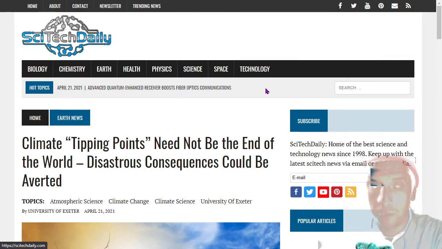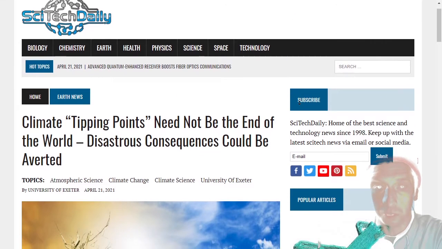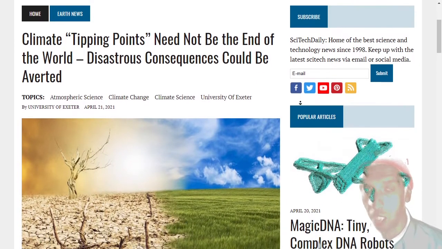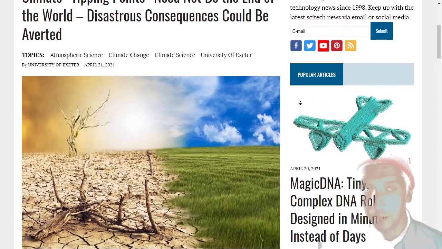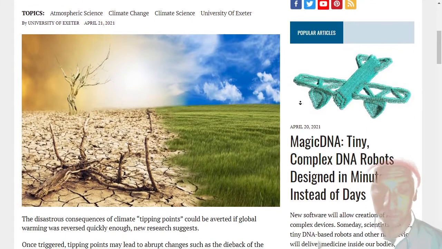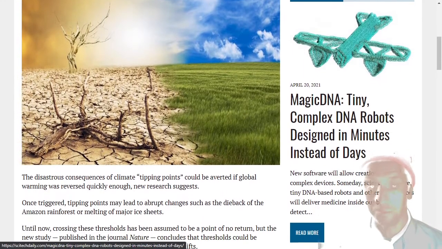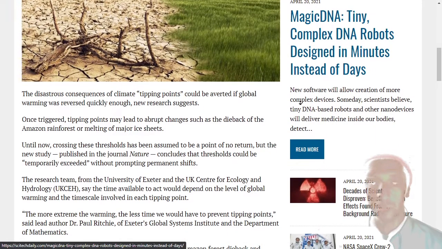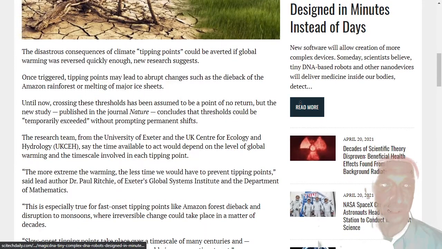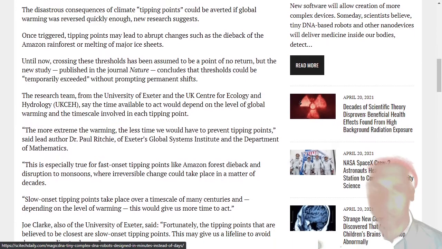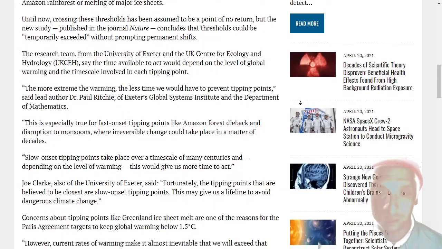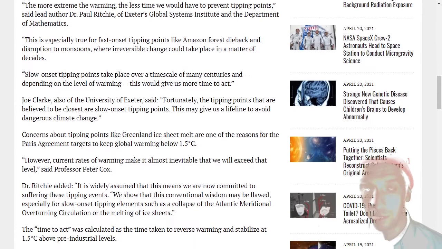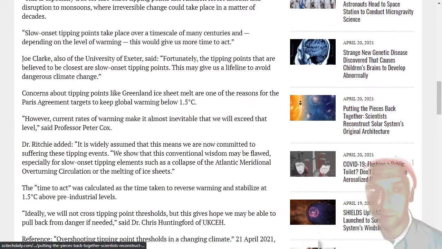Climate tipping points need not be the end of the world. Disastrous consequences could be averted. Whether it's the idiotic idea of carbon sequestration or the idiotic idea of solar radiation management, whatever it's called, geoengineering to put dust in the stratosphere to reflect sunlight back into space. They're both idiotic ideas. The idea that man can control the climate is just absolutely ridiculous.